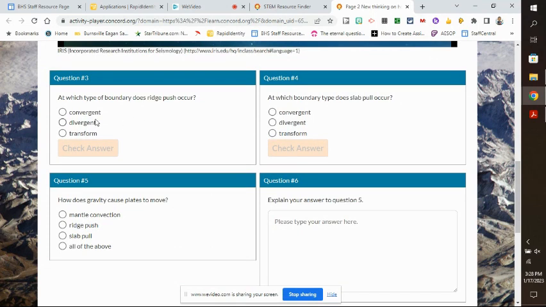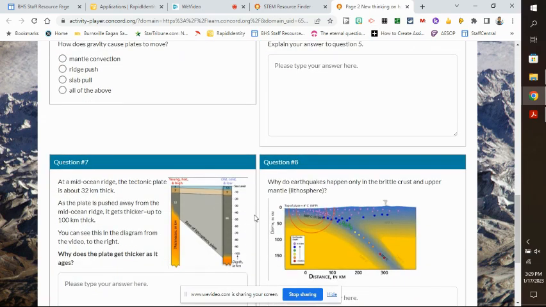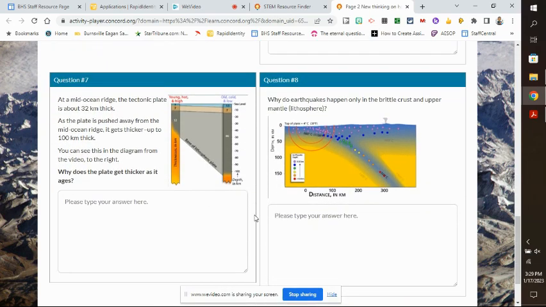From the video, at which type of boundary does ridge push occur? At which type of boundary does slab pull occur? How does gravity cause plates to move? And then it has you explain your answer, which we will not do.